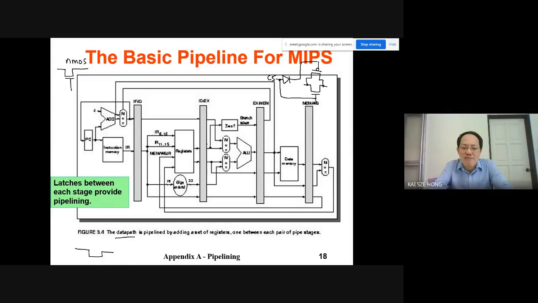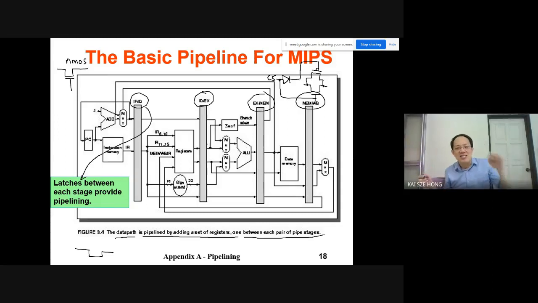This is actually called the data path. So the data path is pipelined by adding a set of registers, one between each pair of the pipe stages. So there will be registers 1, 2, 3, 4, pipeline registers inside the digital electronic circuit of a computer. So all these four, we give them a name. You can call it a pipeline register, but there is a name: we call them latches. There are latches between each stage providing pipelining.